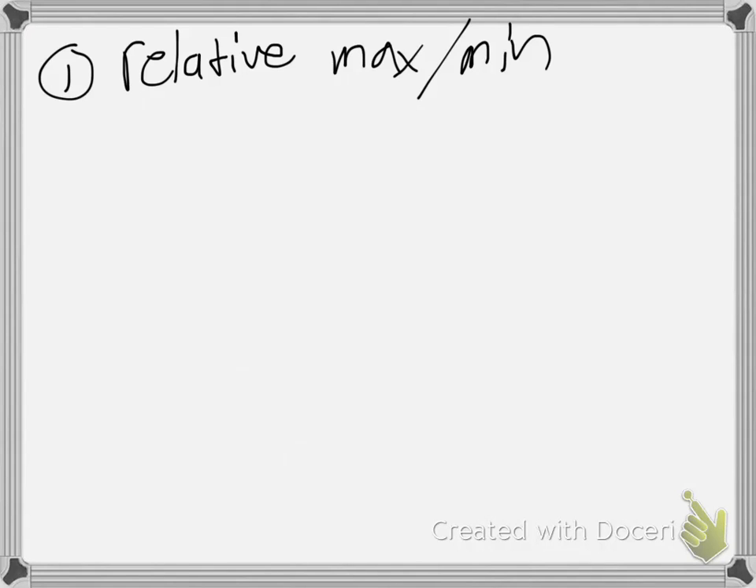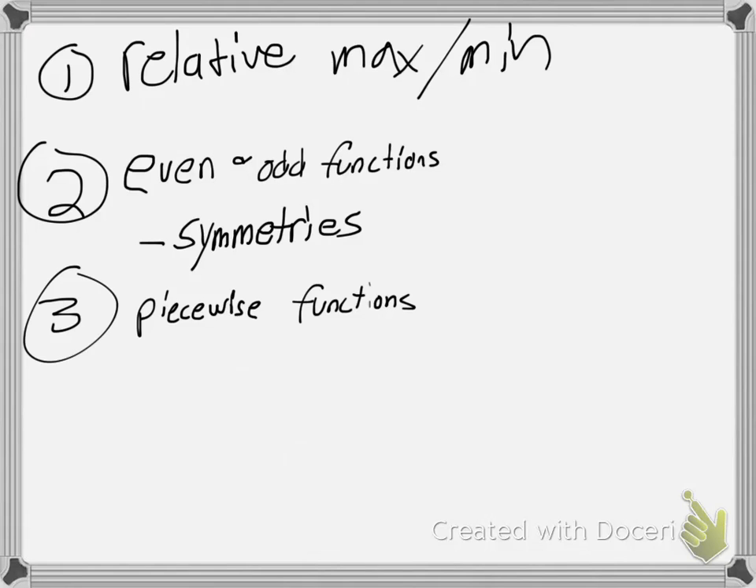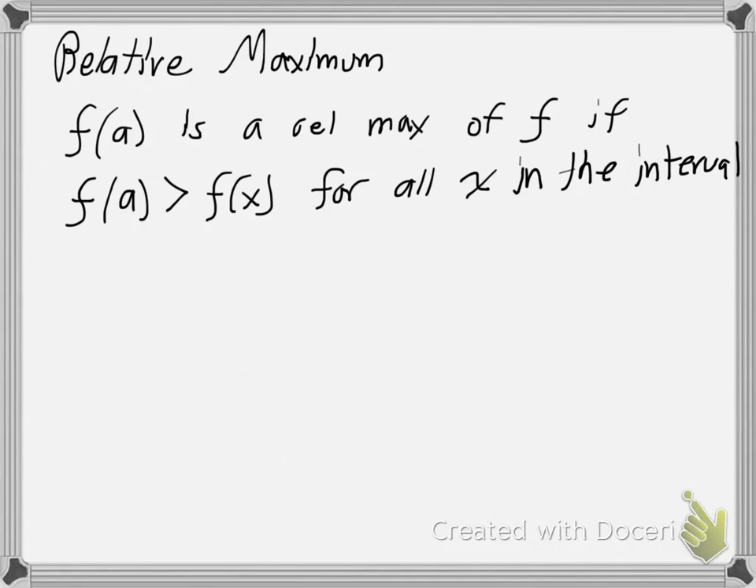So the agenda for this video is going to be, we're going to go over the relative maximums and minimums. In short, that means the highest or lowest point in a given region of a function. We're going to go over even and odd functions and their symmetries. And finally, we're going to review what piecewise functions look like and how to solve problems with them. So the first one was relative max and min.